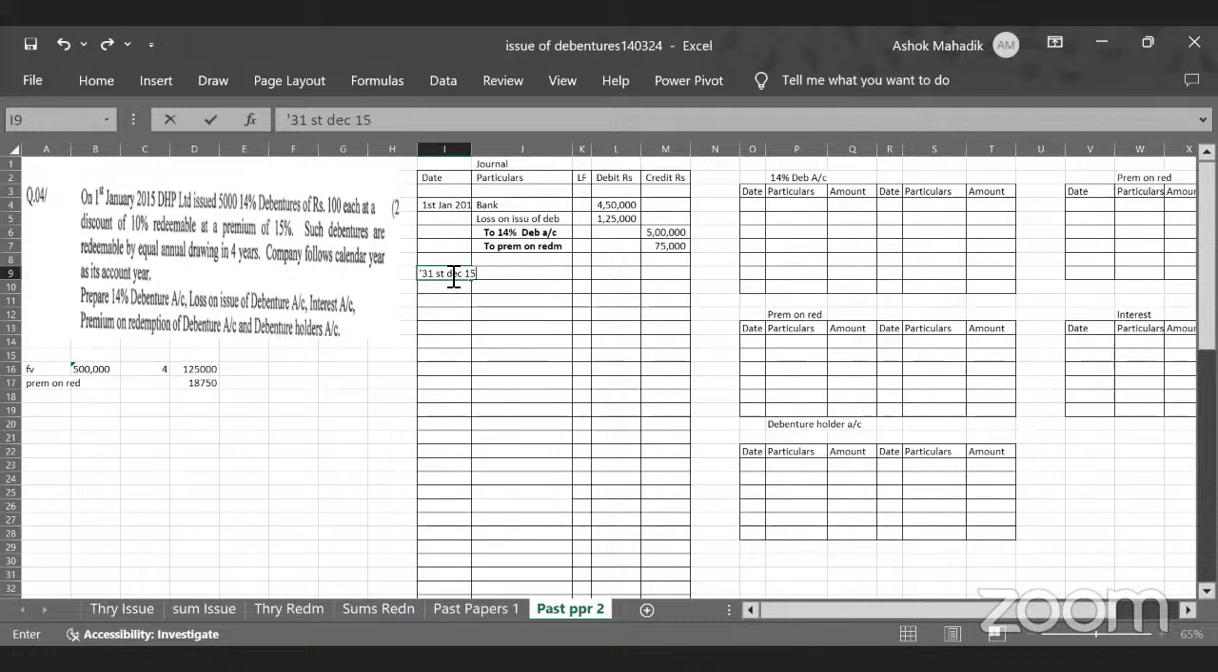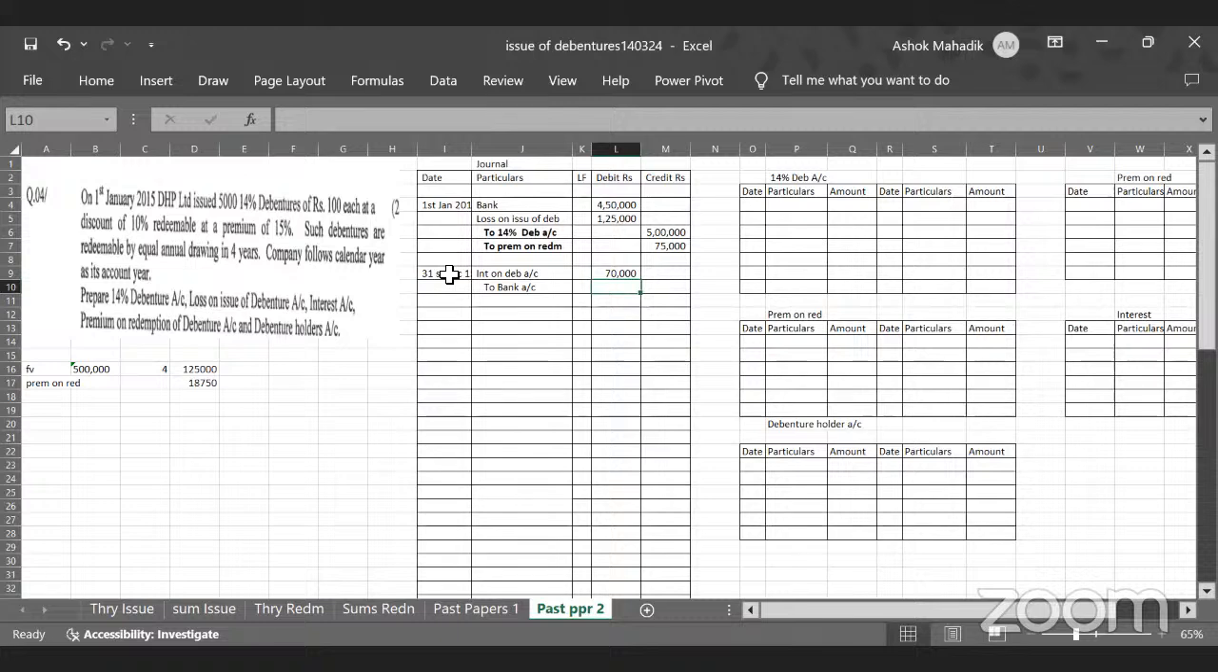same year, we'll repay debenture. First we'll pay interest, so we'll record the entry for interest. Interest on debentures account to bank account. How much amount? 5 lakhs. For this year, we have used the entire 5 lakhs, isn't it? So 5 lakhs into 0.14, that is 14%. So we'll be paying 70,000 as our interest.